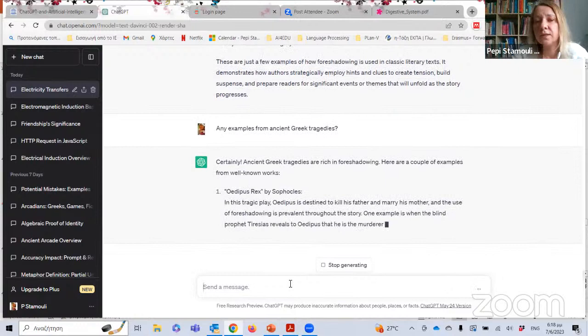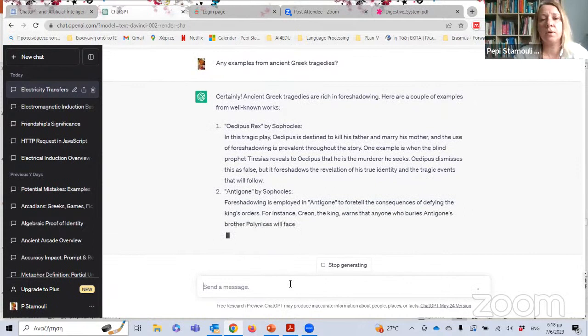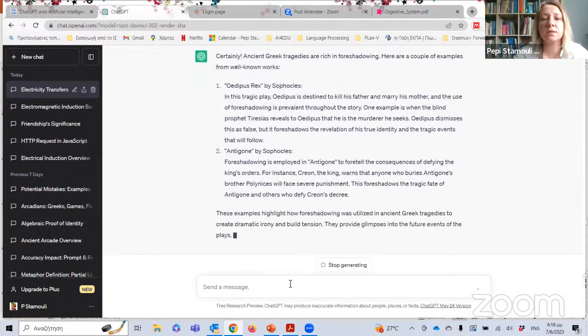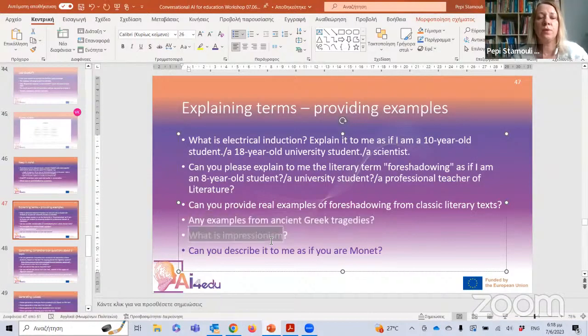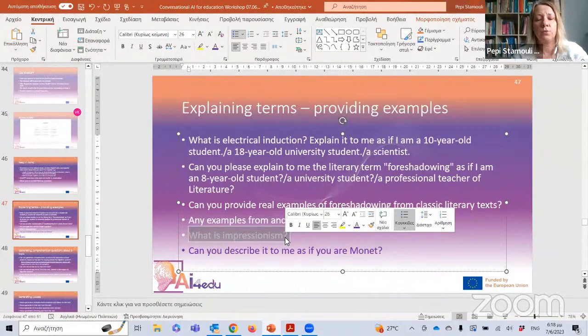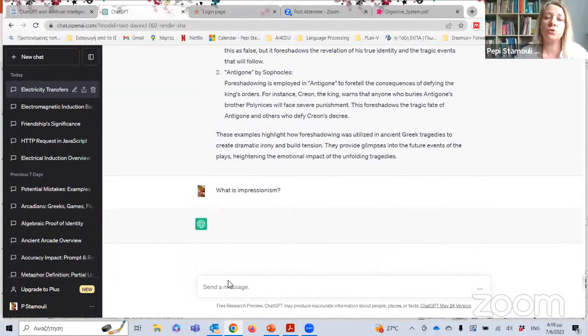Which are rich in this technique of foreshadowing. So we have a number of tragedies, Oedipus Rex, Antigone, and so on. And an example from the arts field, where I can ask it to explain a concept, the concept of impressionism. Again, I will get a comprehensive description and explanation of the term with the main representatives, the main characteristics.